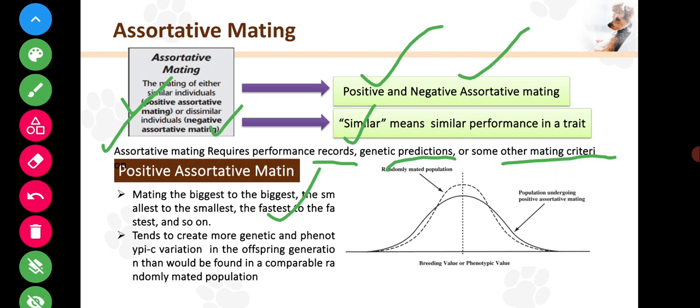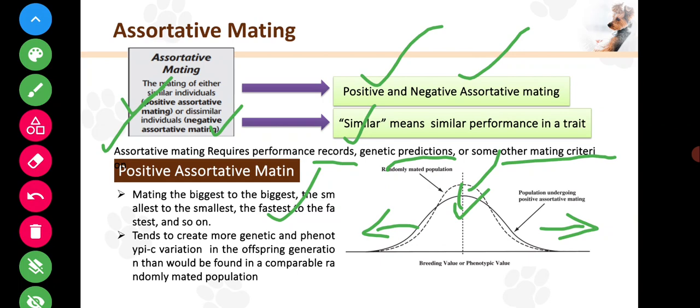What happens when you perform positive associative mating? If you see the normal distribution, the solid line represents the normal distribution of the population. The dotted line represents the randomly mated population. When you perform positive associative mating, you will see the mean is getting reduced, and the spread of the distribution is getting increased.